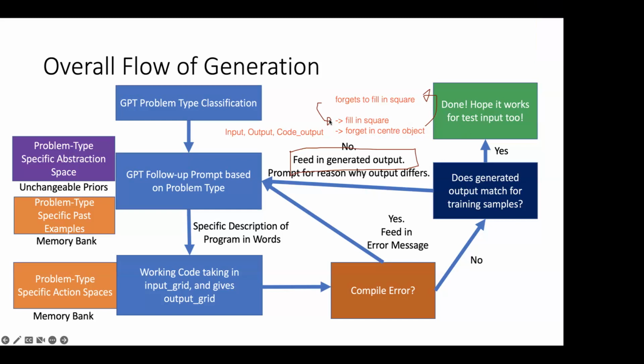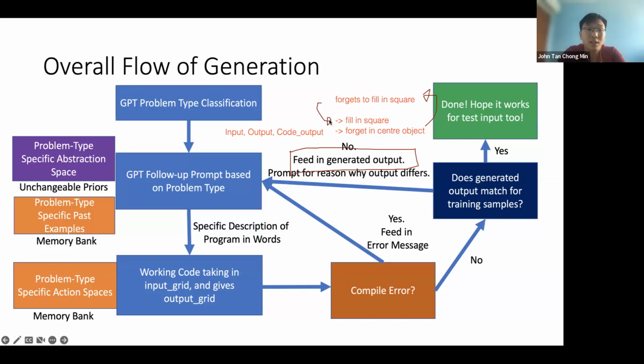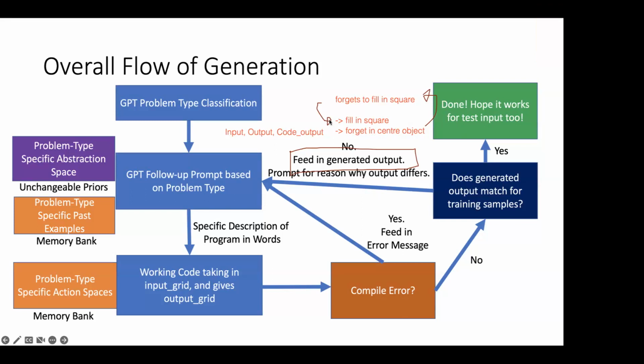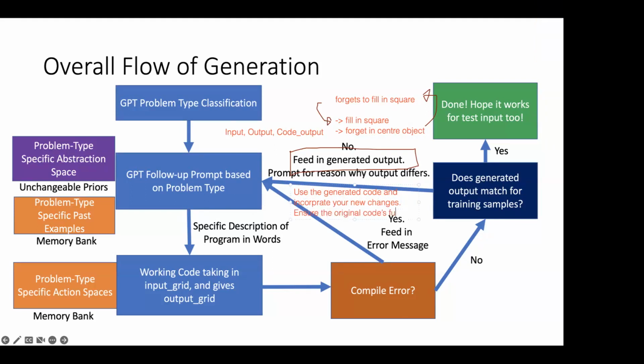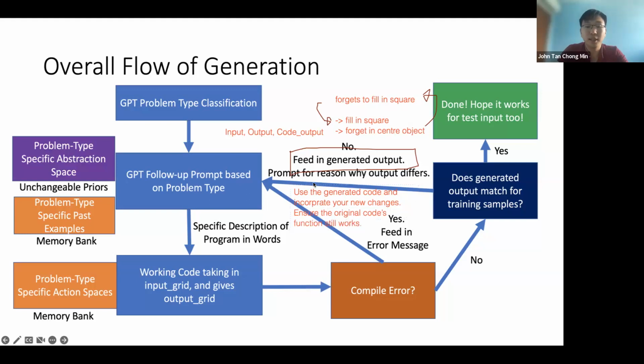Actually, it's a bit similar to your memory bank, I guess. After talking to you, I realized how to do it without doing the history already. Because recently I've been teaching a course on using GPT to create games in Python. So I realized that you could just give it a prompt saying: use the generated code and incorporate your new changes, ensure the original code's functionality still works. Something like that. Does that make sense? Then it would prompt GPT to focus on maintaining the function. Maybe that will work.